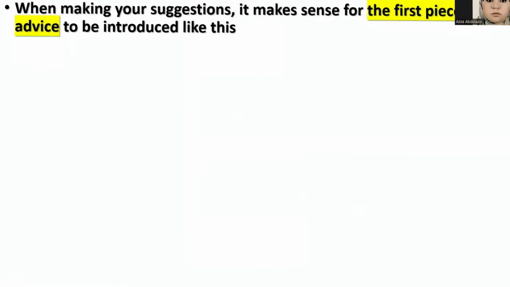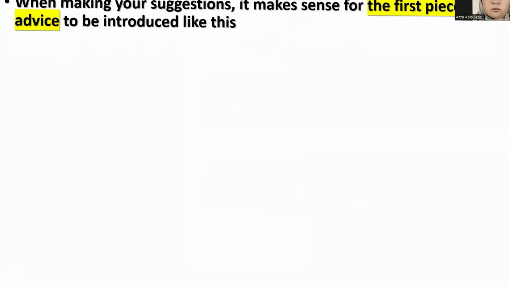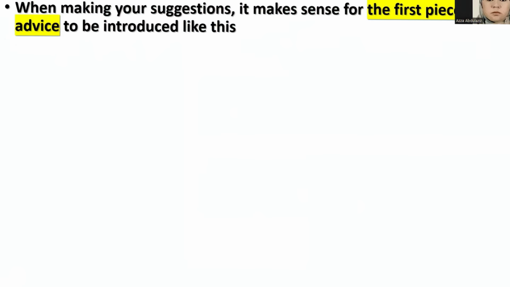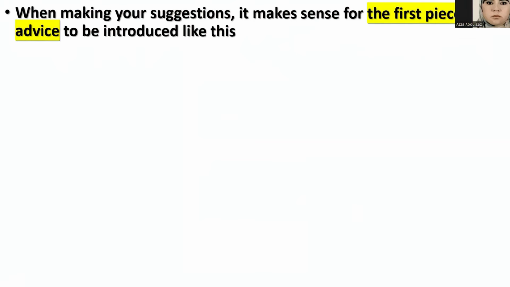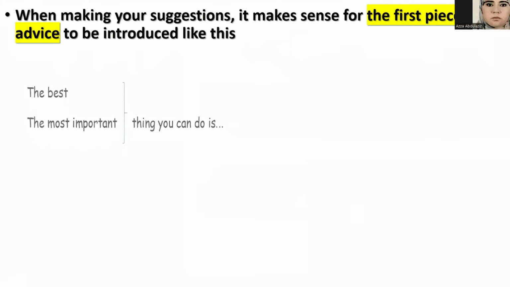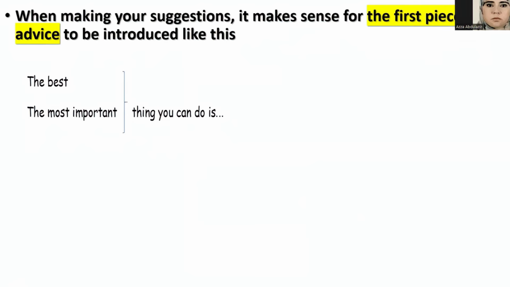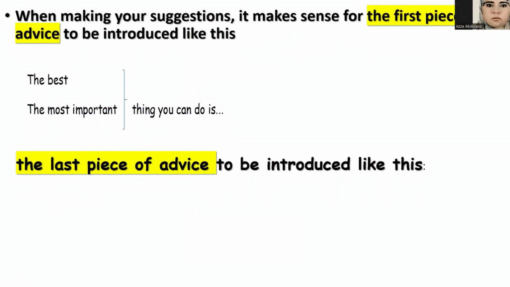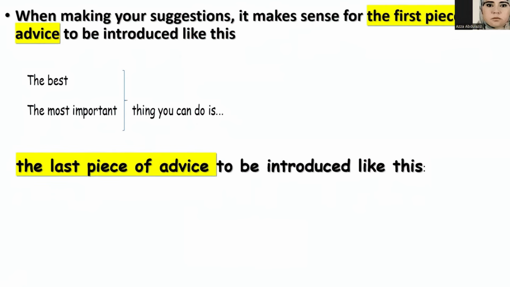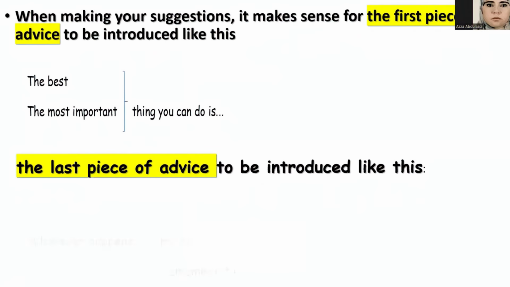Okay, remember that when making your suggestion, it makes sense for the first piece of advice to be introduced like this: the best, the most important thing you can do is. And the last piece of advice to be introduced like this: whatever happens, try to remember to, do not forget to, or whatever you do, try to. Okay?